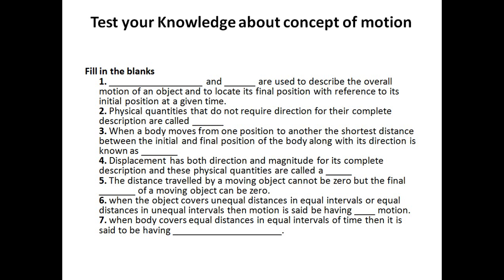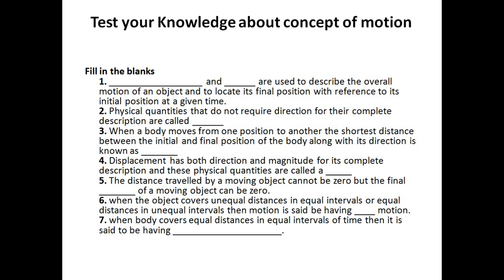Okay, when a body moves from one position to another, the shortest distance between the initial and the final position of the body along with its direction is known as what? Yes, if the body moves in a fixed direction, the shortest distance. We already clarified this term: it is the shortest distance covered in the case of displacement. Okay, so what will be the answer? The third answer will be displacement.